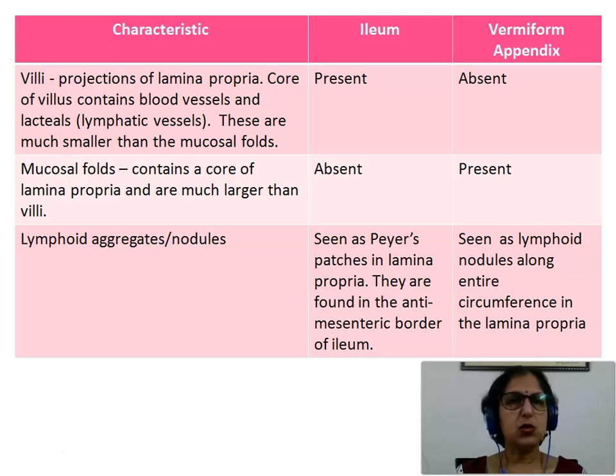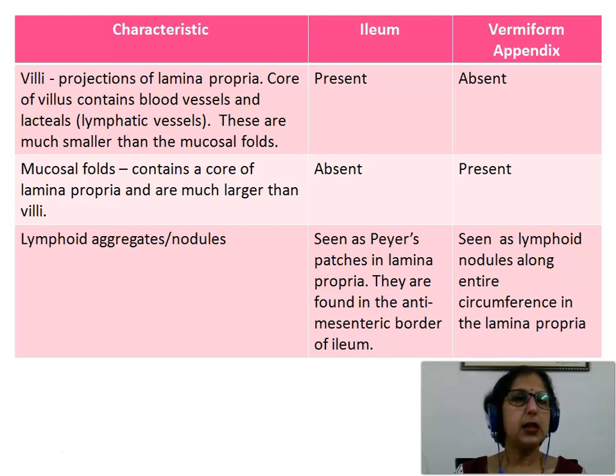So these villi are present in the ileum. They are a characteristic feature, while they are absent in vermiform appendix. Whereas mucosal folds contain a core of lamina propria and are much larger as compared to villi. These are absent in ileum and they are a characteristic feature of vermiform appendix.